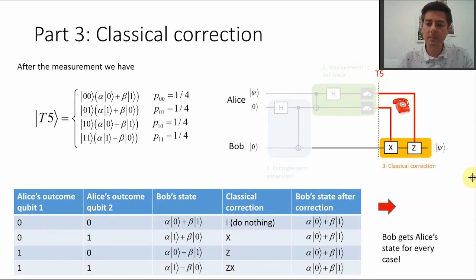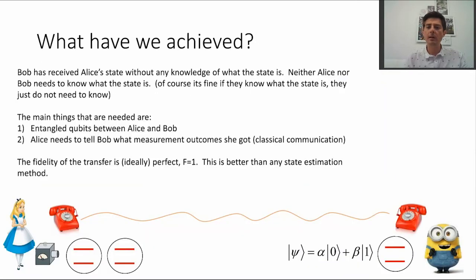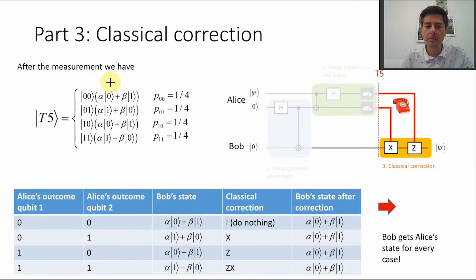Right. Okay. So that's basically the last step, the classical correction, and this completes the teleportation protocol. Just to recap, what has this done? Bob has received Alice's state, and if you go through this circuit here, Alice and Bob didn't need to know what this state is at any point in time. All they need to do is apply this sequence of gates.